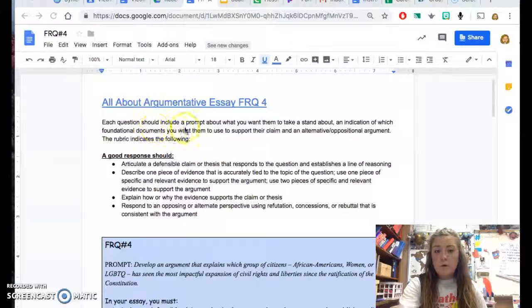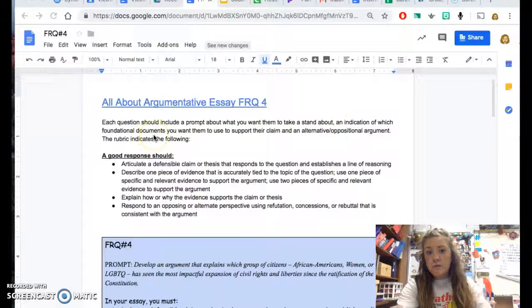Okay. The question will include a prompt, and you will take a stand about something. You're going to create an argument, okay? And you are going to use a foundational document. They're going to give you one, and you're going to support your claim using the document they want you to, one of the required ones. And then you're probably going to use another document. You won't have to use one that's written. You can use a different one, but two documents, one that they've given you and then one that you have to come up with on your own. It can be another required document. That's fine. And then you're going to do an opposition to the argument and a rubric.